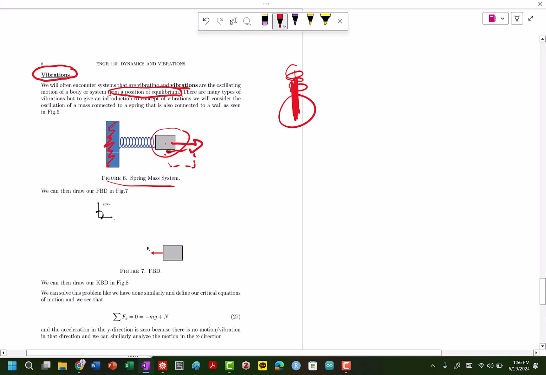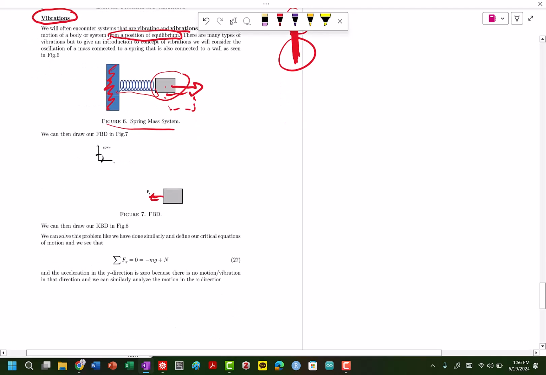If the spring is elongated from its initial position, we have a force on our body where it is going to go back. So this is our spring restoring force. This is our direction for x. If we do our free body diagram, there's also going to be a weight here and a normal force here, which are going to cancel out.